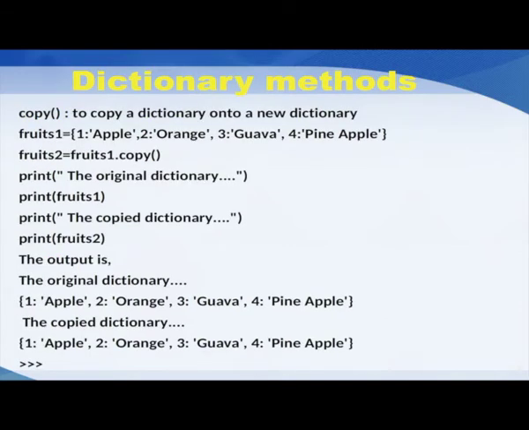Then the last method is copy, which is to copy a dictionary into a new dictionary. Here I have the first dictionary named fruits1 having 4 key value pairs. We are just copying that dictionary into another dictionary called fruits2, that is, fruits2 equal to fruits1 dot copy. Then when you print the original dictionary and the copy, we get the same output.